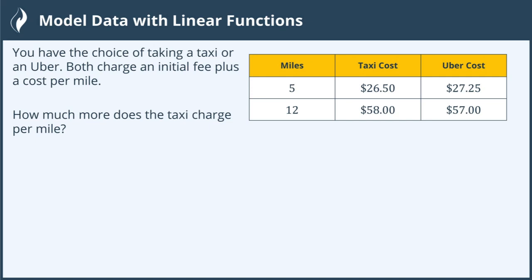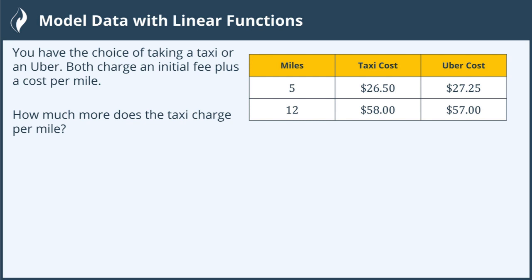Hi, in this video, we're looking at a problem where we know a little bit about a taxi versus an Uber. So we know that at 5 miles distance, the taxi costs $26.50, but at 12 miles, it's $58. Similarly, we have the cost for an Uber at 5 miles and 12 miles. We know they both charge an initial fee plus a cost per mile. And this question specifically wants to know how much more does the taxi charge per mile?